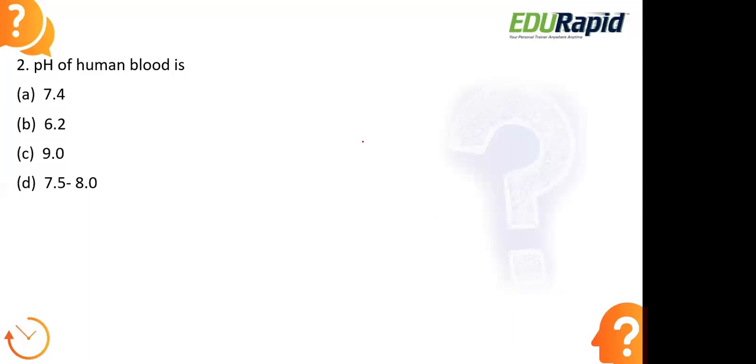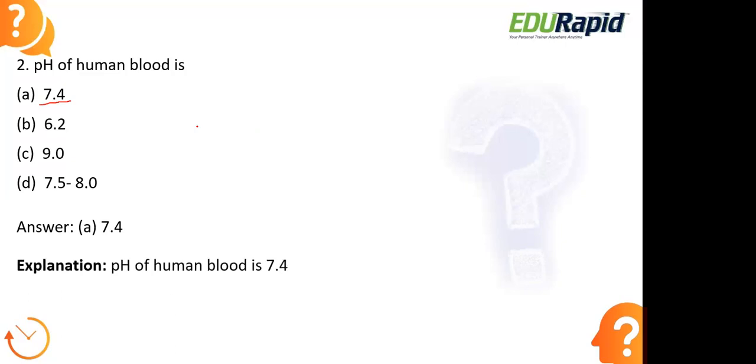Okay, let us look at the right answer. The right answer is option A, 7.4. So 7.4 is the normal pH level of our blood. So what is this pH? pH is nothing but potency of hydrogen. Okay, potency of hydrogen in a solution.